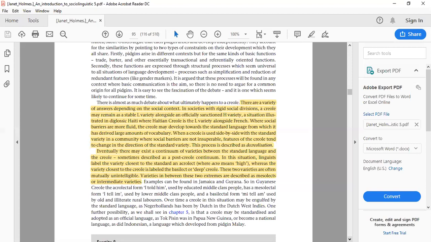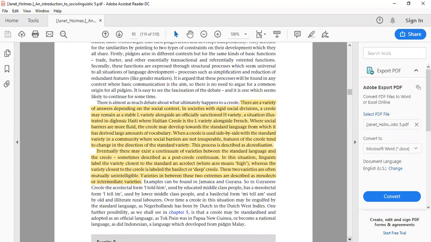De- means it's decreasing, it's not there. So the process is reversed. How is it reversed? Because there is already a high variety, and people start thinking negatively about the Creole, a negative attitude. So the people who are using Creole change the features of the language to that of the high variety.